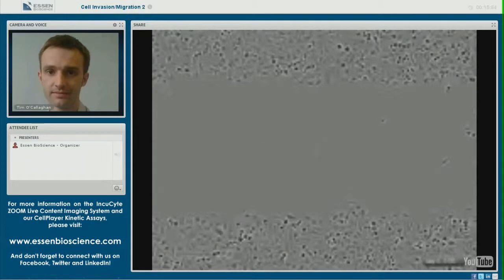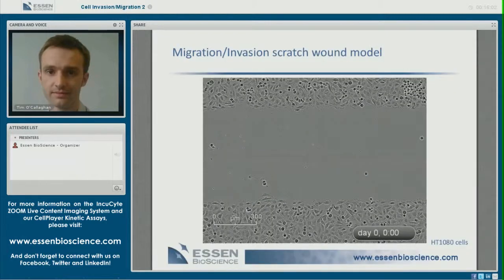So these movies can be used to document cell morphology and behavior over the course of the assay and in the presence of different treatments.